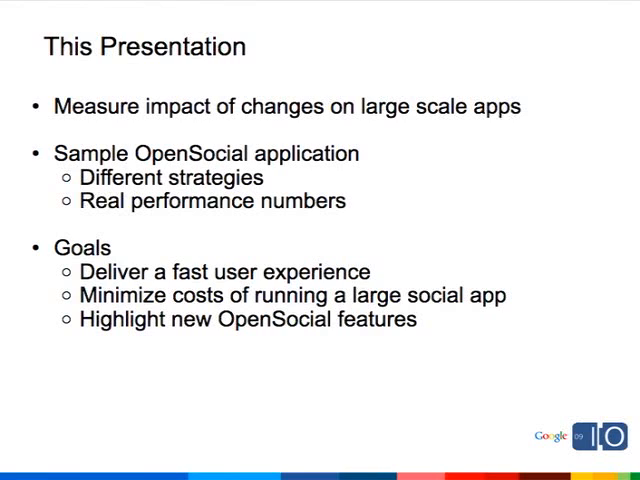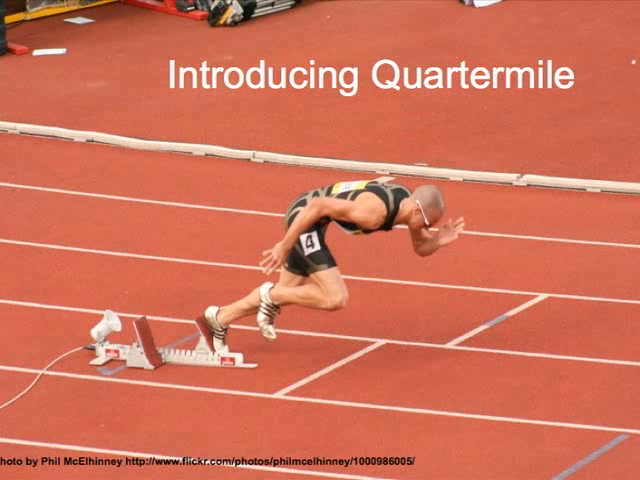The idea is that we can show you ways that you can deliver a fast user experience. We can also minimize the costs, reducing the amount of server charges that you need to spend. And then highlight some new OpenSocial features that you might not be aware of that you can use in your apps today. The app that we wrote was called Quarter Mile.